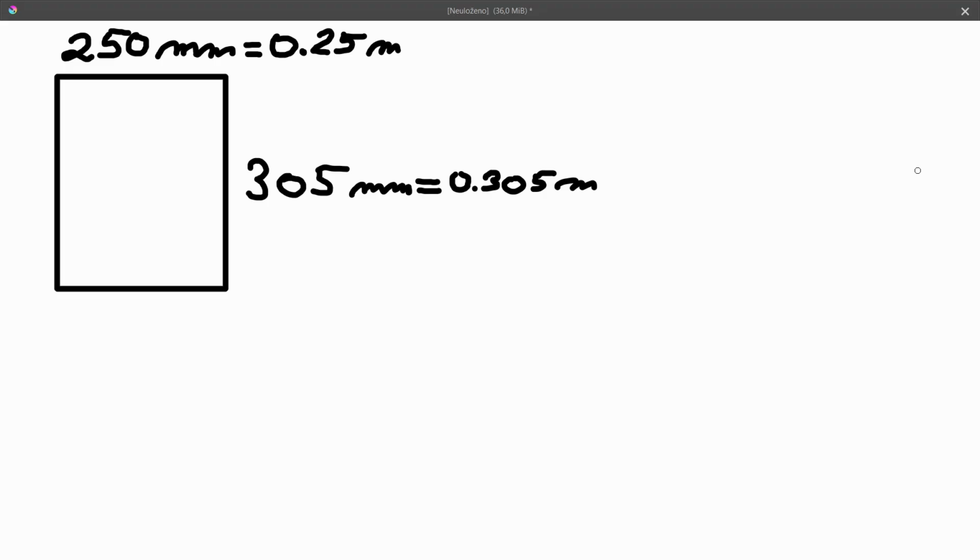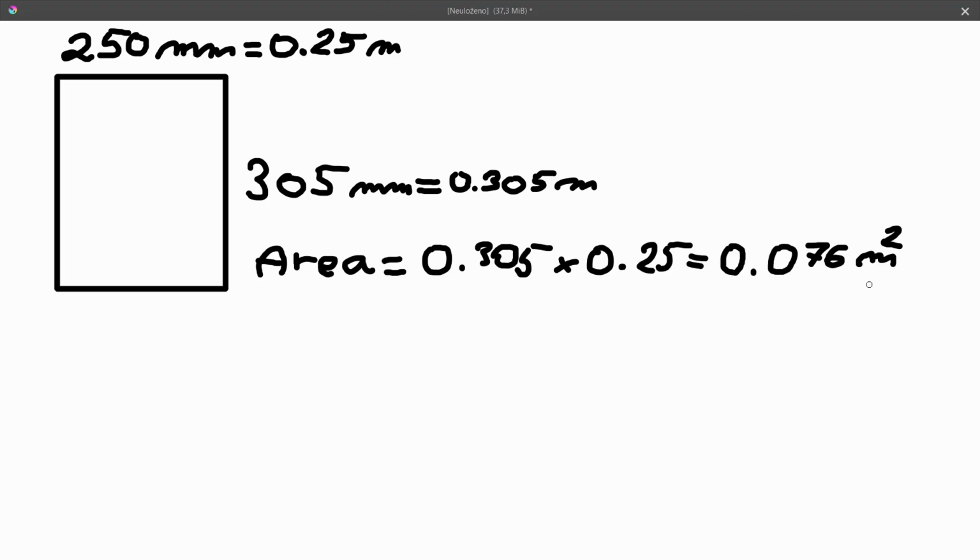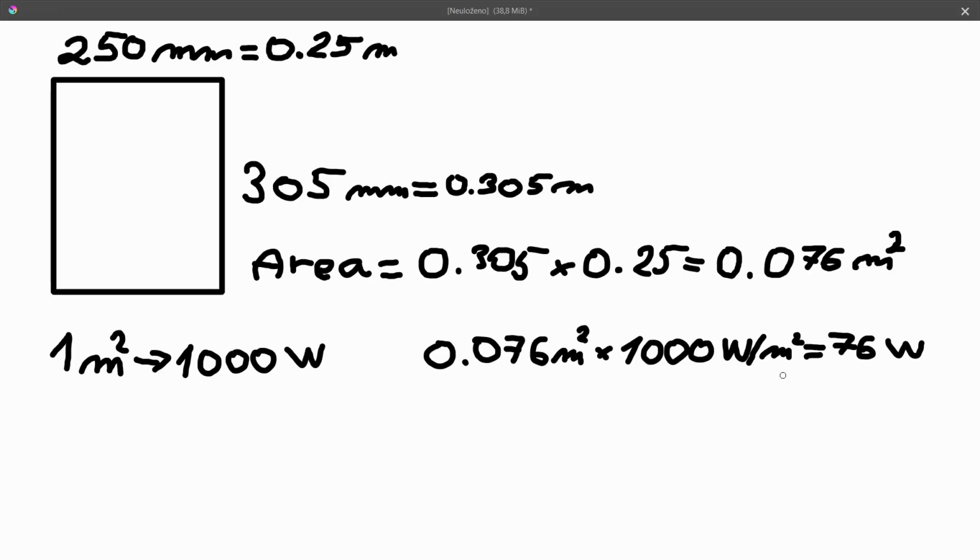Now let's look at the size in this listing. It says 305 by 250 millimeters. That is 0.305 meters by 0.25 meters. So the panel area is 0.305 times 0.25. That equals 0.076 square meters. That's the entire surface. If 1 square meter receives 1000 watts, then 0.076 square meters receive about 76 watts.